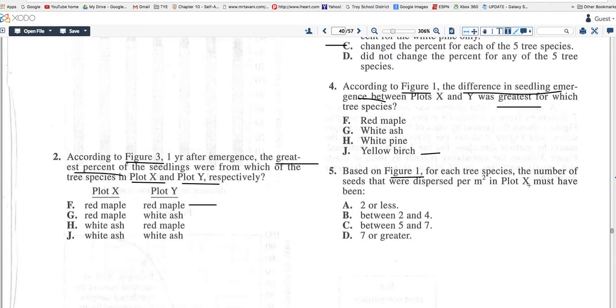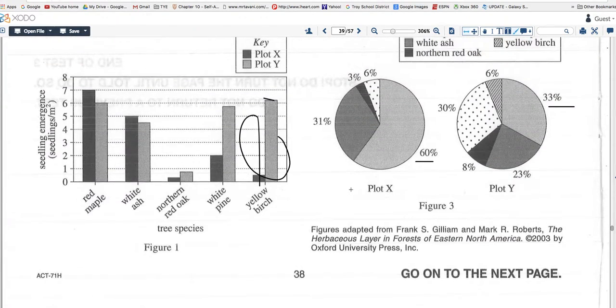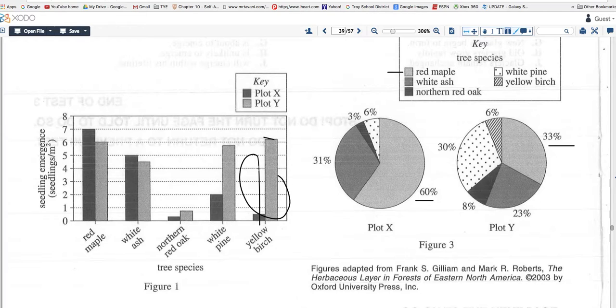Just plot X and CG that will disperse. Okay, so how am I going to do this one? Go to the 1, and then the greatest number of seedling emergence was 7, so I said always 7 or greater.